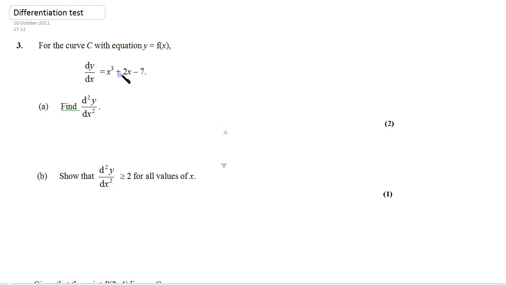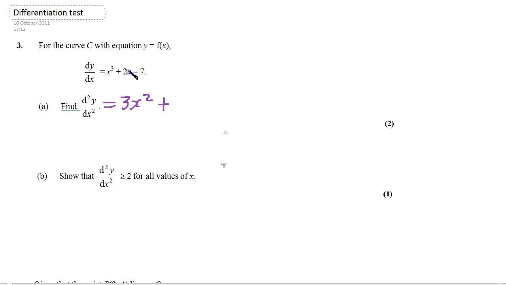Okay, we're going to have a go at differentiating this problem because we need to find the second differential. So let's do that. Differentiate this. We're going to times by the power, so we get 3x squared. And then take 1 off the power, that's where the x squared came from.